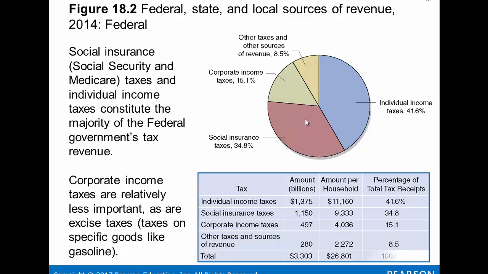Corporate income taxes are relatively less important, as are excise taxes, which are taxes on specific goods like gasoline and cigarettes and other things. So corporate income taxes represent 15.1%. But I know people usually go crazy like, oh, the corporations aren't paying enough. But you have to remember, everybody that works at the corporation or owns part of the corporation, they're filing individual income taxes. And many businesses are what we call pass-through entities, which pass the money earned in a business into the individual income tax bracket ratios. So they're really being taxed on business income through individual taxes instead of what we would call corporate taxes.